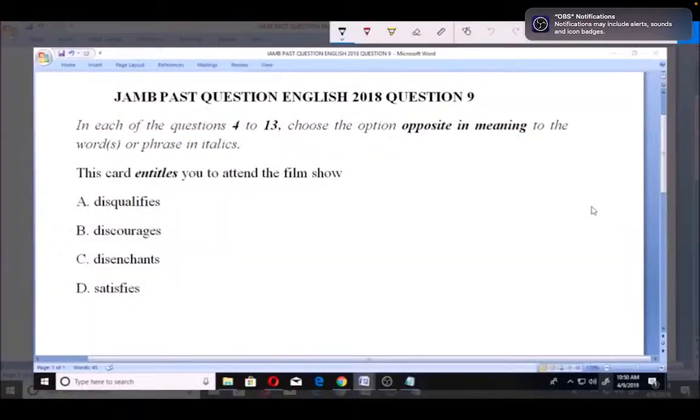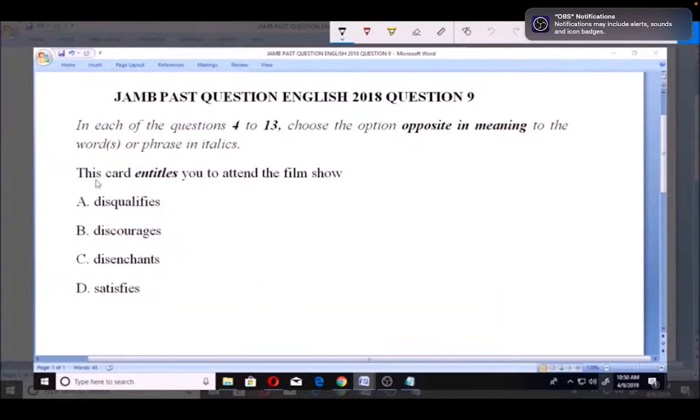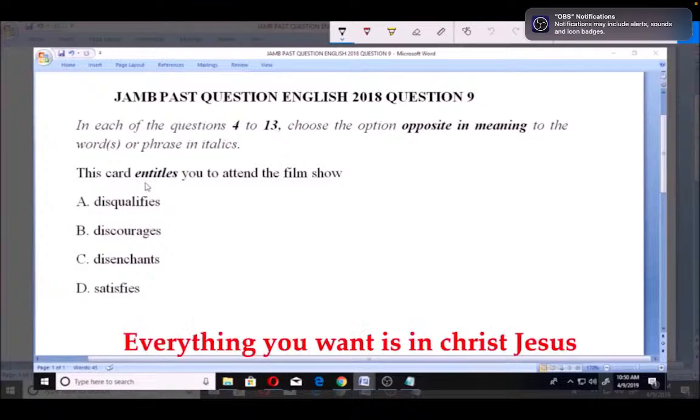Hello, welcome. Let's look at this JAMB past question, English 2018, question number 9. In each of the questions 4 to 13, choose the option opposite in meaning to the word or words or phrase in italics. This card entitles you to attend the film show. So the word is entitles.